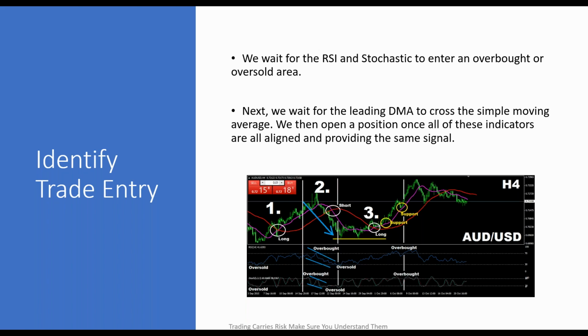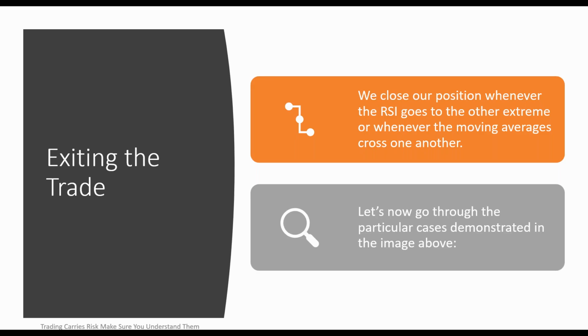Wait for the RSI and stochastic to enter an overbought or oversold area. Next, wait for the leading DMA to cross the simple moving average. We then open a position once all of these indicators are aligned and provide the same signal. We close our position when the RSI goes to the other extreme, the opposite direction.